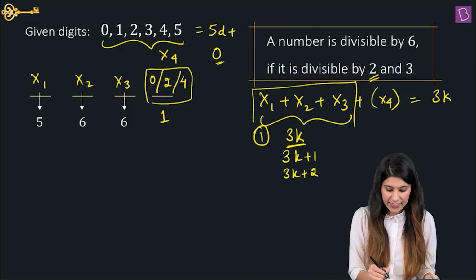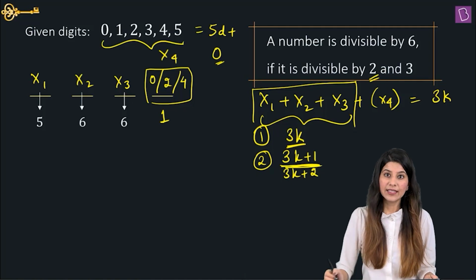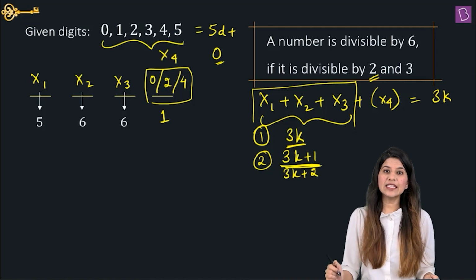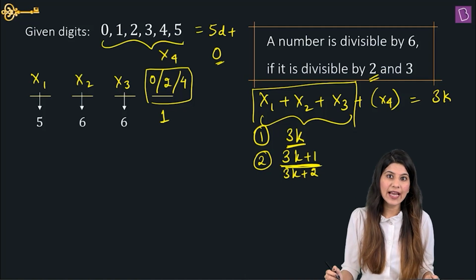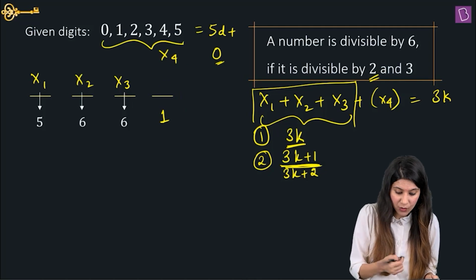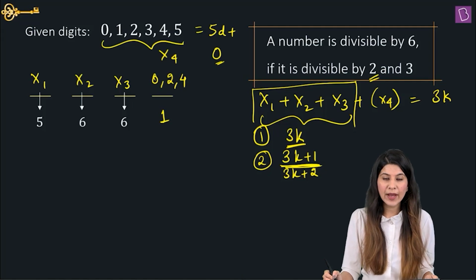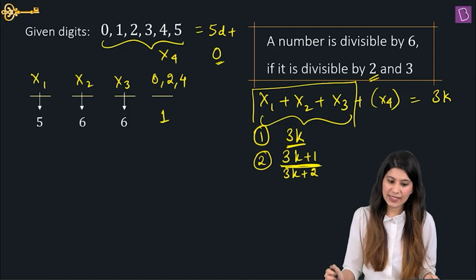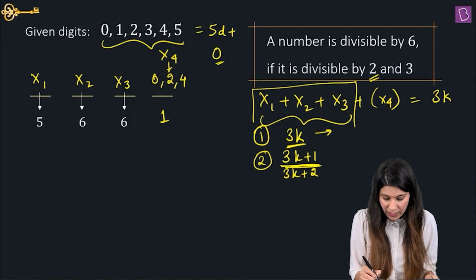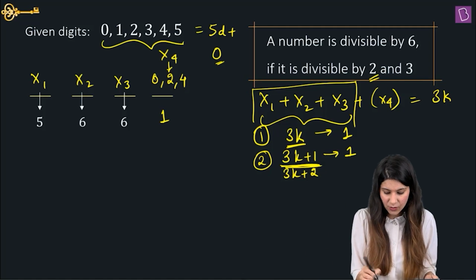Similarly, the second case says, if x1 plus x2 plus x3 is of the form 3k plus 1, that means we are in need of 2. So we need a number in place of x4 such that if we divide that number by 3, we get 2 as remainder. And that is exactly one number out of 0, 2 and 4, that is 2. Again, how many ways? One way. So if x1 plus x2 plus x3 is of the form 3k, then x4 has one way. Similarly, this also has one way.